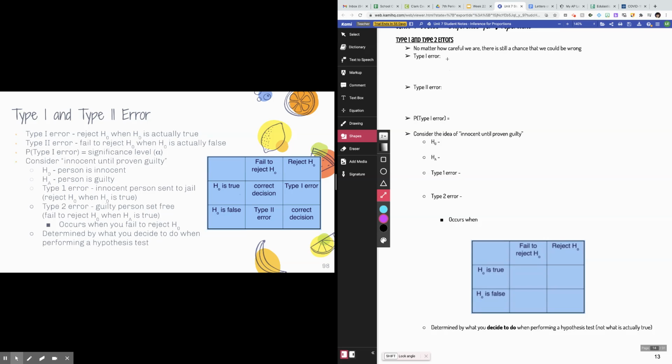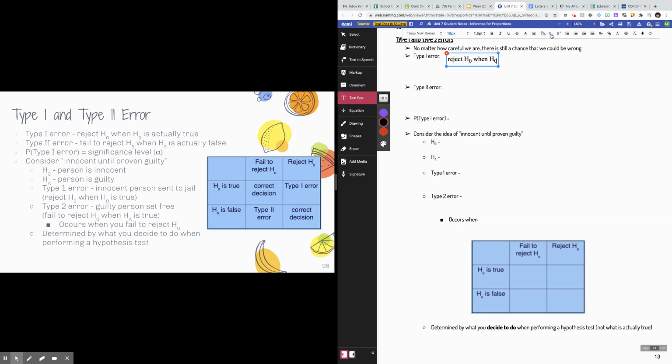A type 1 error occurs when we reject the null when in reality the null is actually true. So a type 1 error occurs when we reject the null, we reject H0, when the null is actually true. Errors occur when there is a difference between what we decide to do based on our test results and what we should do because of the reality. So that's a type 1 error.